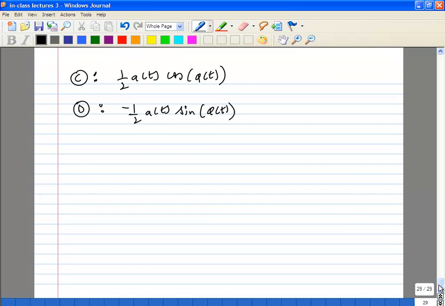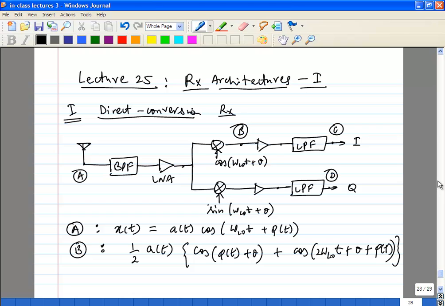Is the quantity Q of t or phi of t? It's phi of t. Phi is the phase angle. Yeah. Okay, let me make it obvious.